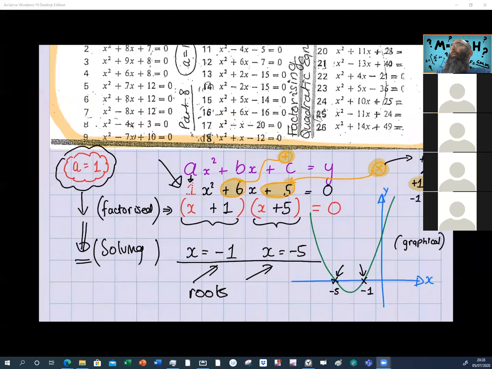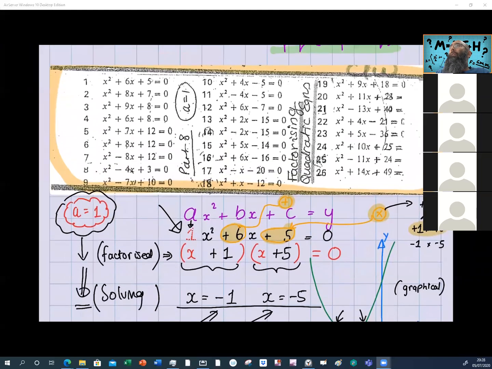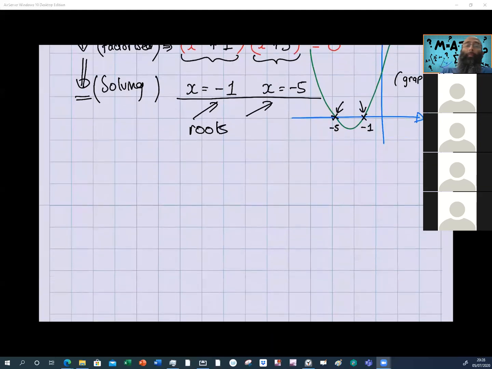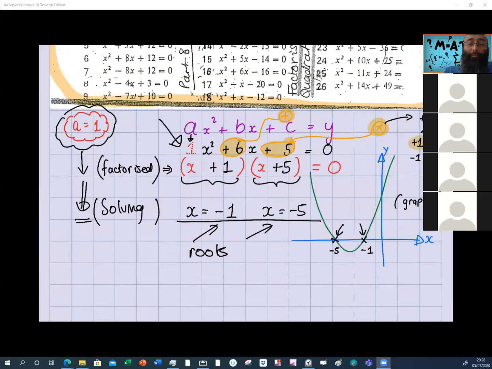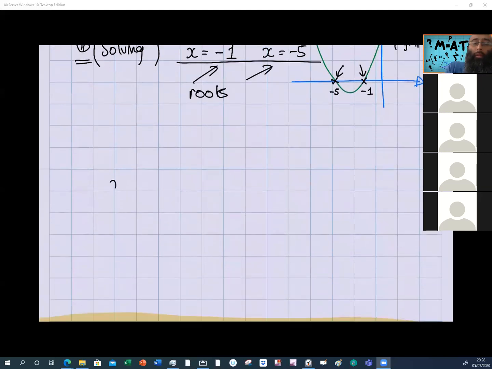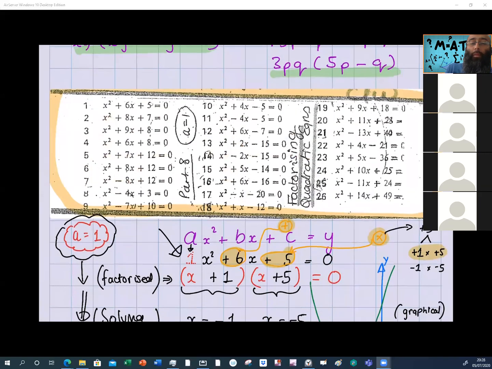Okay, now we're going to have one of our students join us on another question. Let me choose a nice question. Number 7, x squared minus 8x plus 12. Okay, I think I need another page. Give me a second. Yeah, it's better. I was about to crash then. Okay, so we have x squared minus 8x plus 12. That's question number 7.